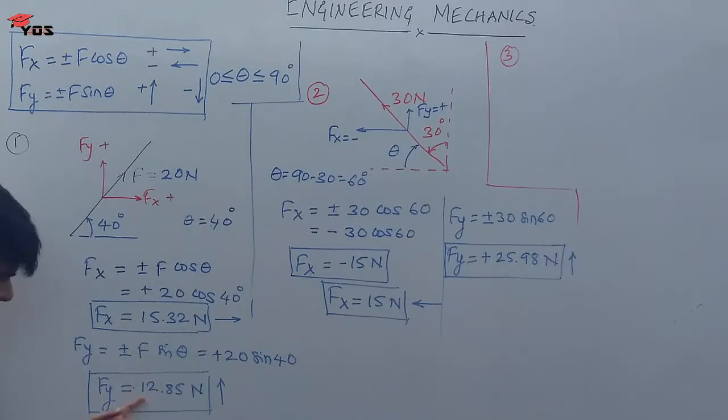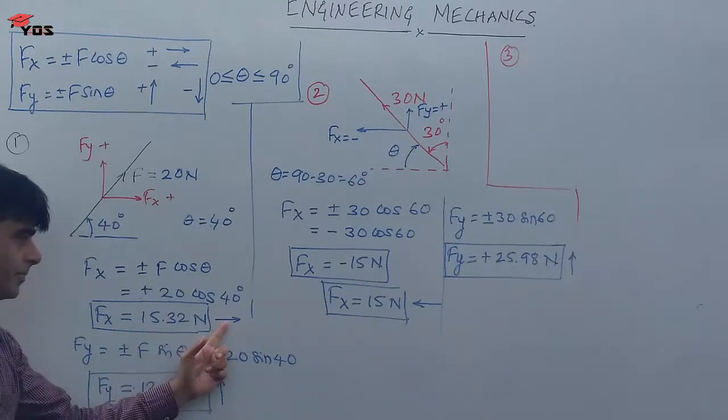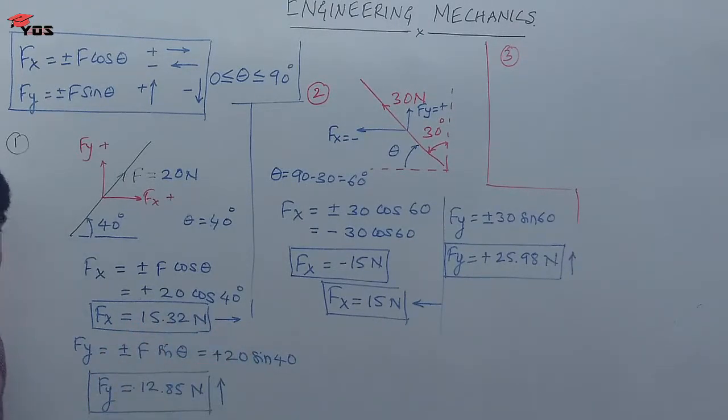Now what you can see here is it is positive. Positive means the direction is upward for y component. Whereas for x component also it is positive. For x component, positive indicates the direction is right.